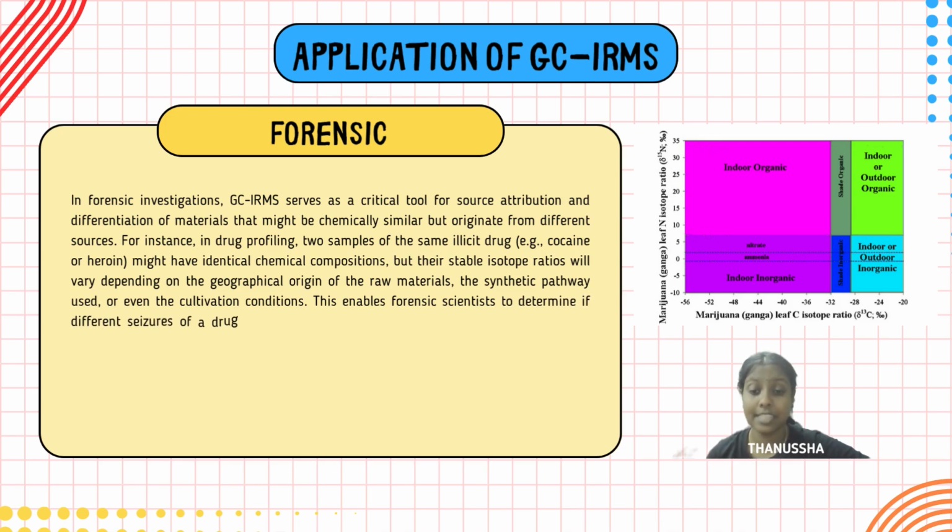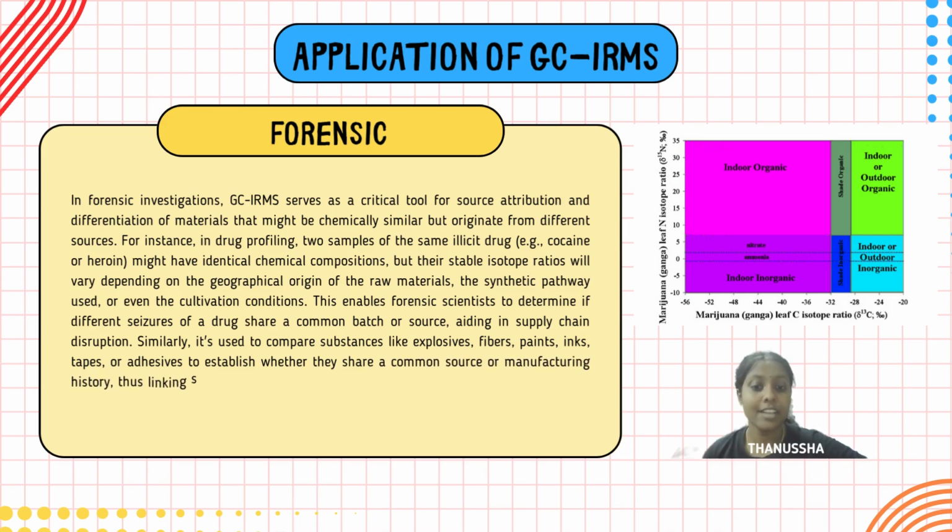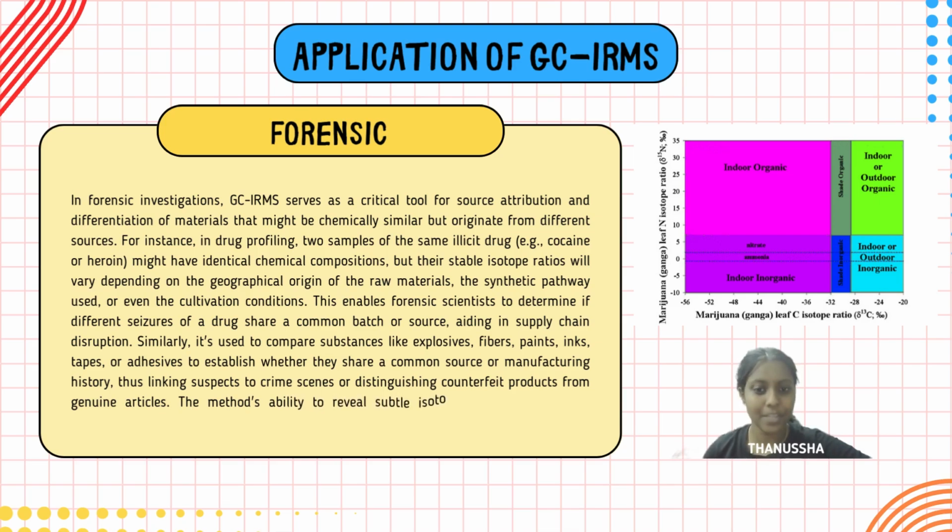This enables forensic scientists to determine if different seizures of a drug share a common batch or source, aiding in supply chain disruption. Similarly, it's used to compare substances like explosives, fibers, paints, inks, tapes, or adhesives to establish whether they share a common source or manufacturing history, thus linking suspects to crime scenes or distinguishing counterfeit products from genuine articles. The method's ability to reveal subtle isotope differences provides irrefutable evidence in legal contexts.